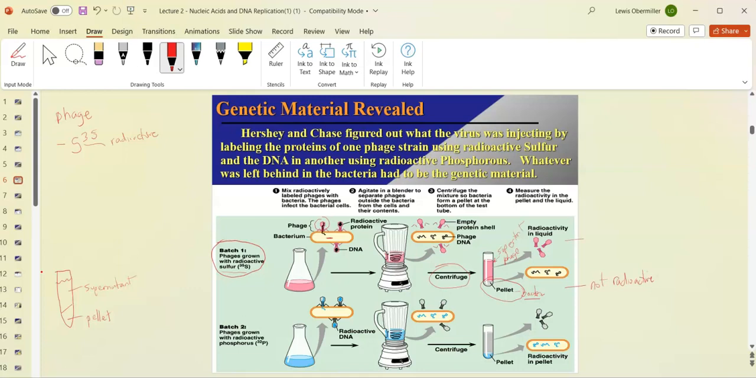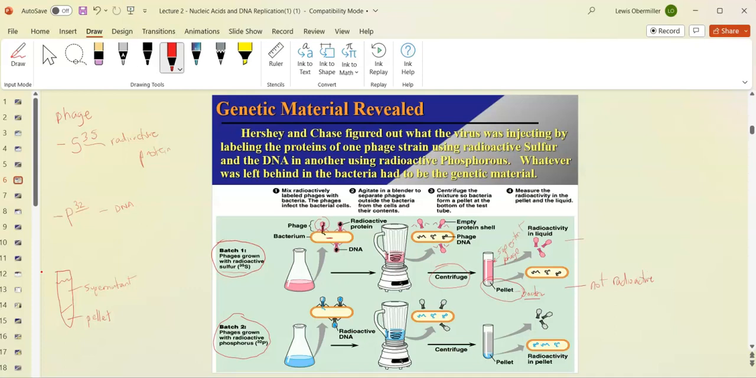Now, you might ask yourself, what's the difference between the two? There is no sulfur in DNA. It doesn't exist. Sulfur is found in disulfide bonds that we're going to talk about in a minute, which is why sulfur is only found in protein. And then phosphorus is only found in DNA. So they used radioactive P32.